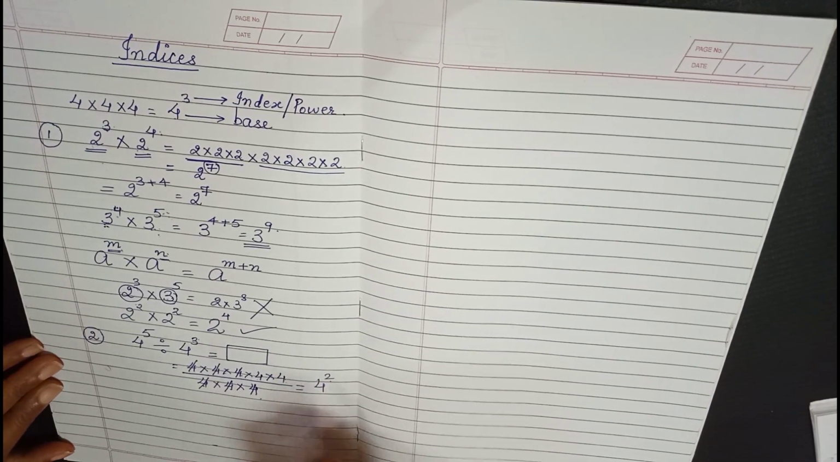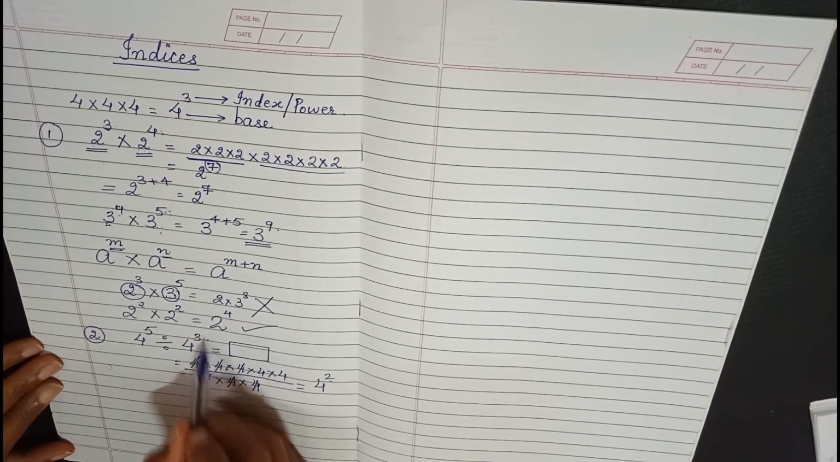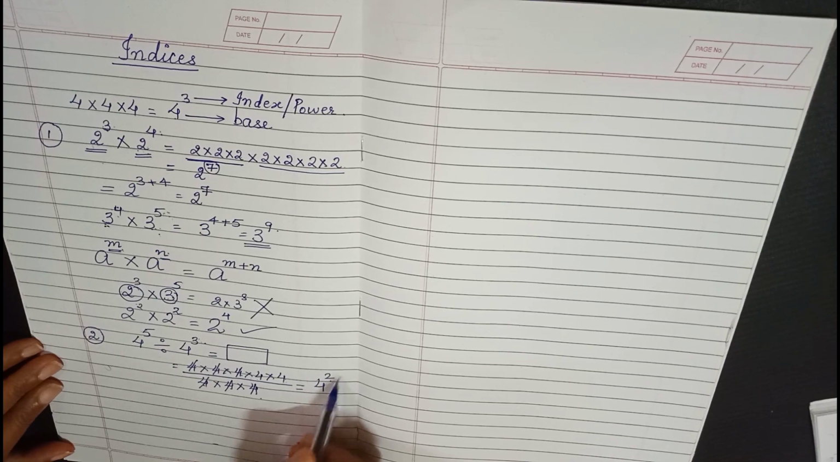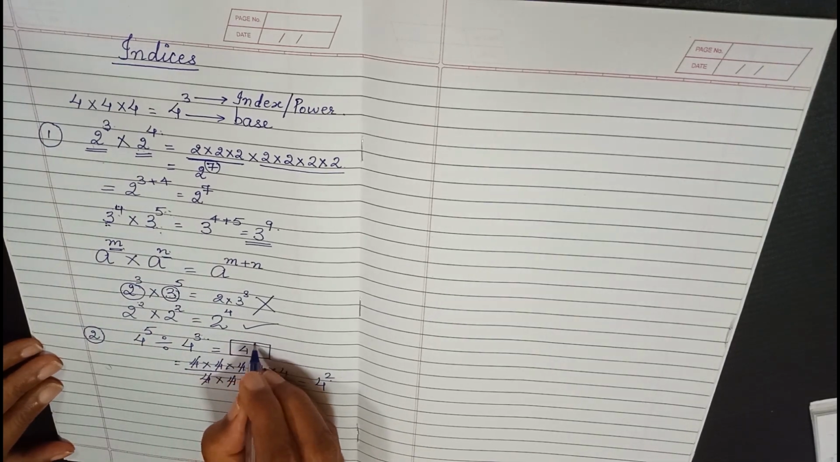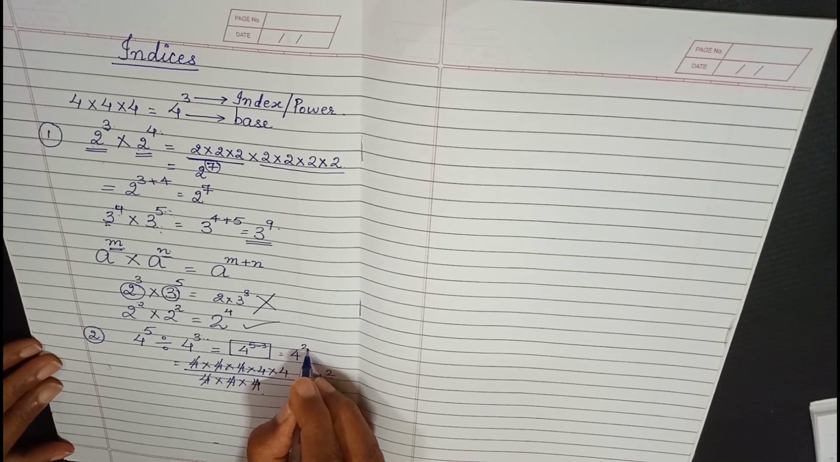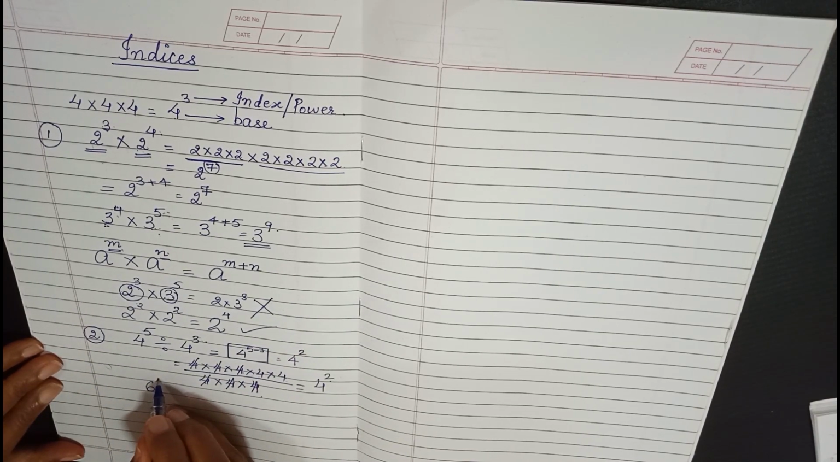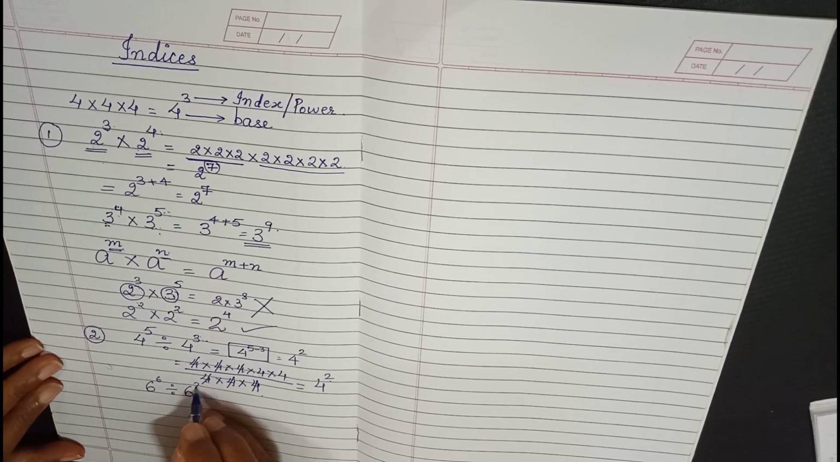Now how can we get 2 from 5 and 3? You can realize 5 minus 3 will give you 2. So here we can get it as 4 raised to 5 minus 3, which is 4 raised to 2. Let's take another example: 6 raised to 6 divided by 6 raised to 2.